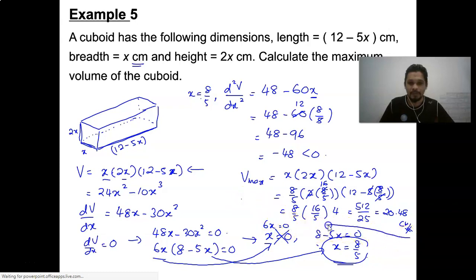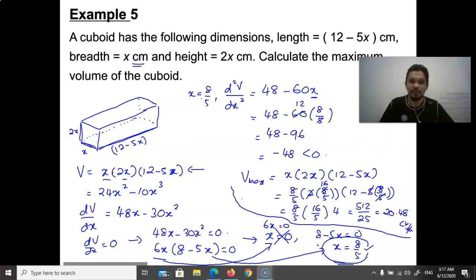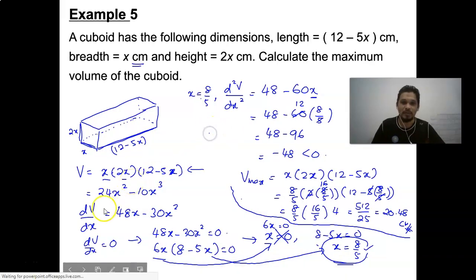Okay, I make a line to separate between these two. 6x equal to 0, then x equal to 0, and from here, 8 minus 5x equal to 0, then x equal to 8 over 5. Okay, between these two, we only choose this one here because x cannot be equal to 0. If x equal to 0, just imagine that if this is 0, this is 0, means that there's no side here and there's no height. We only have the length. It's not a cuboid.